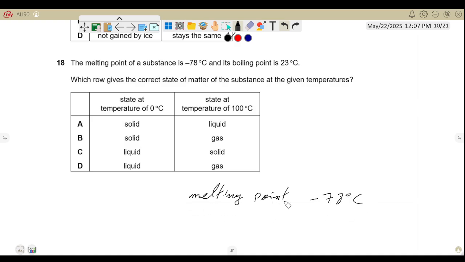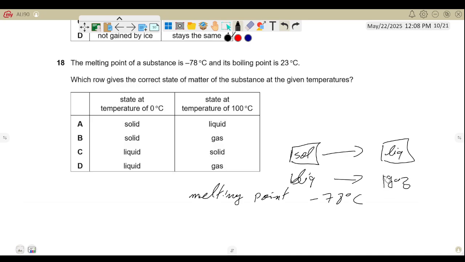When we talk about melting point, that means it's where the solid turns to the liquid. And the boiling point actually is from liquid to gas. So this is at negative 78 degrees C, and this is at 23 degrees C. So let's talk about the choices here.